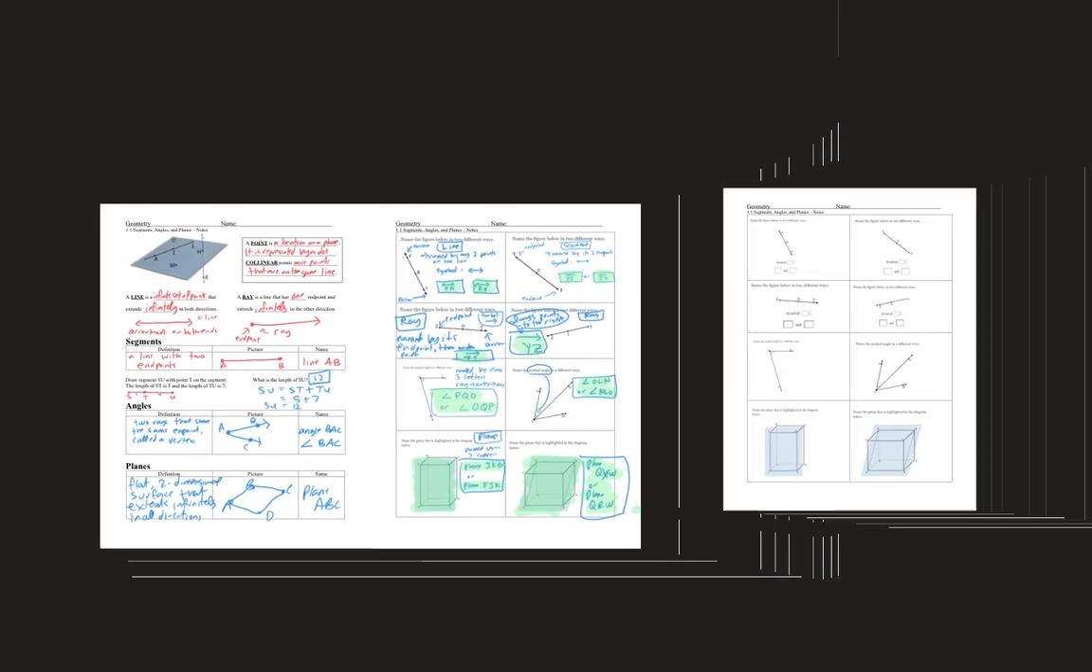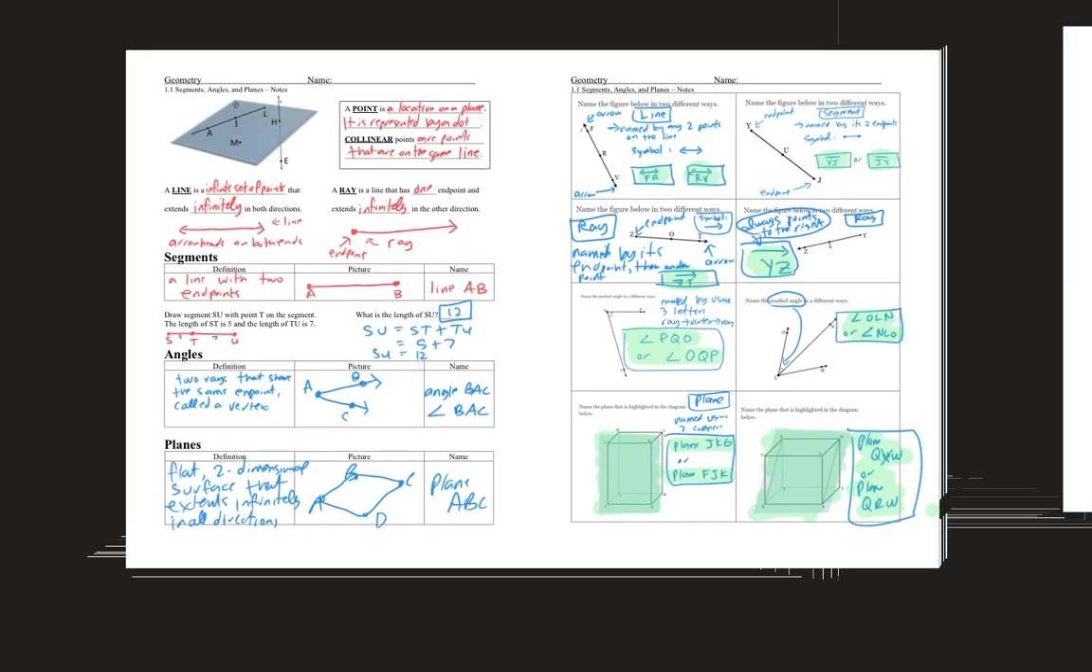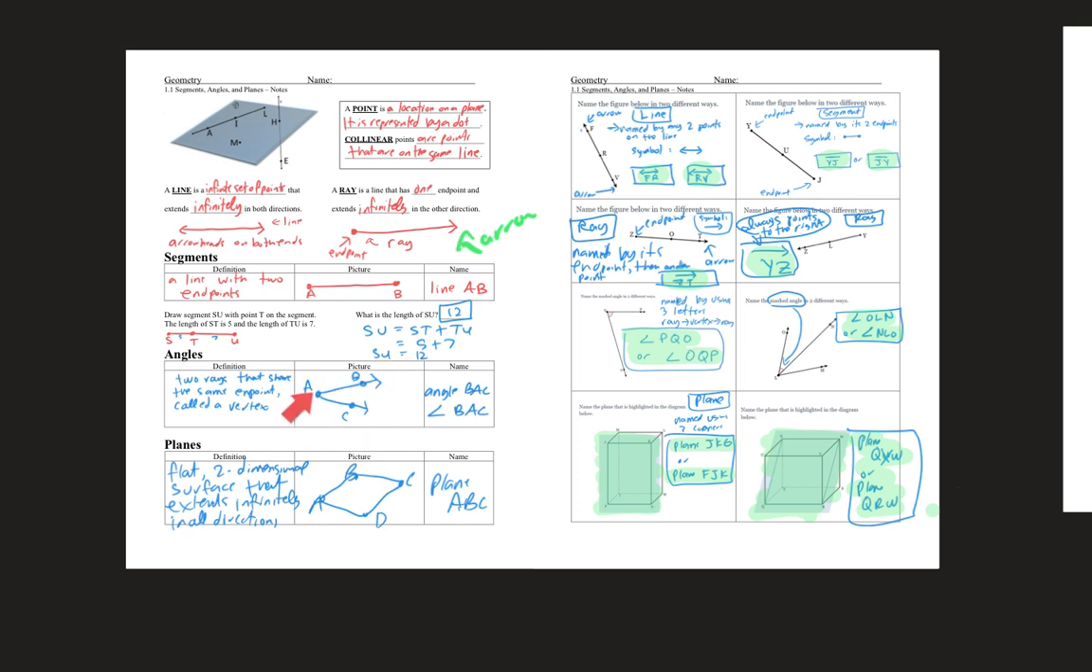What we want to remember is what it's supposed to look like. A line has arrows on both ends. A ray has an endpoint and an arrow point, right? A segment has an endpoint on both ends. Angles are 2 rays that have a common endpoint called the vertex. That's called the vertex. And then a plane is a flat 2-dimensional shape just like this. And that's how we name it.